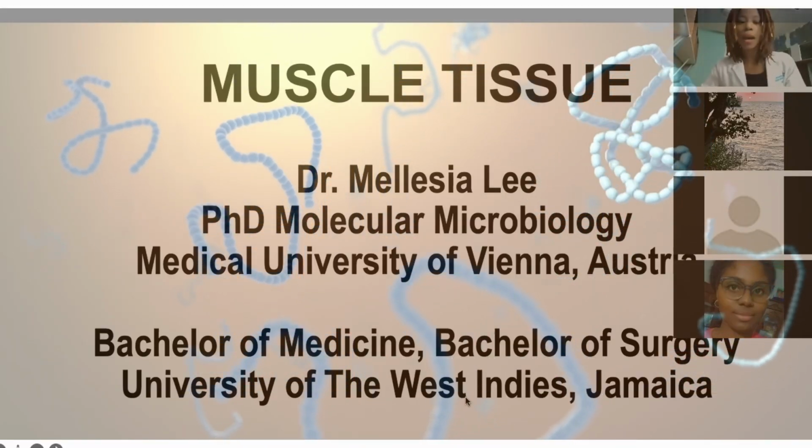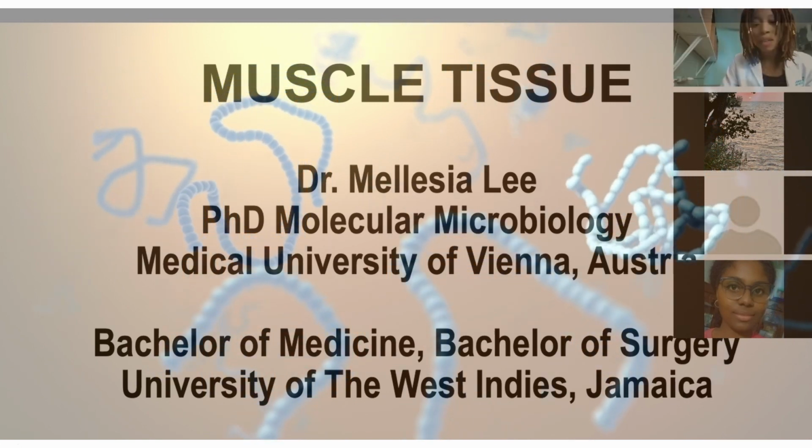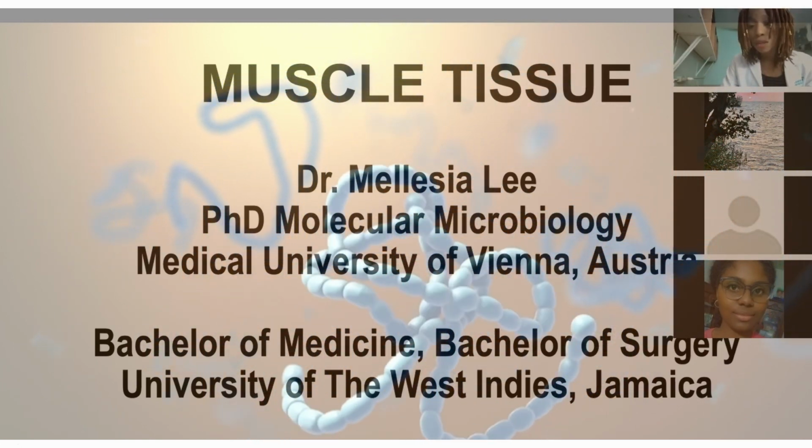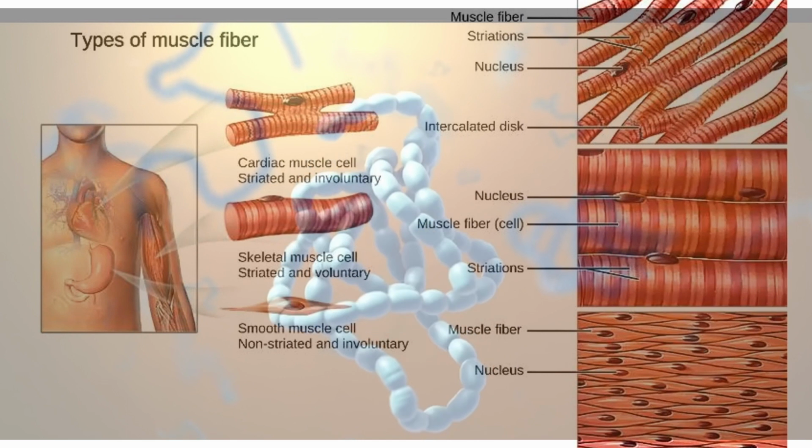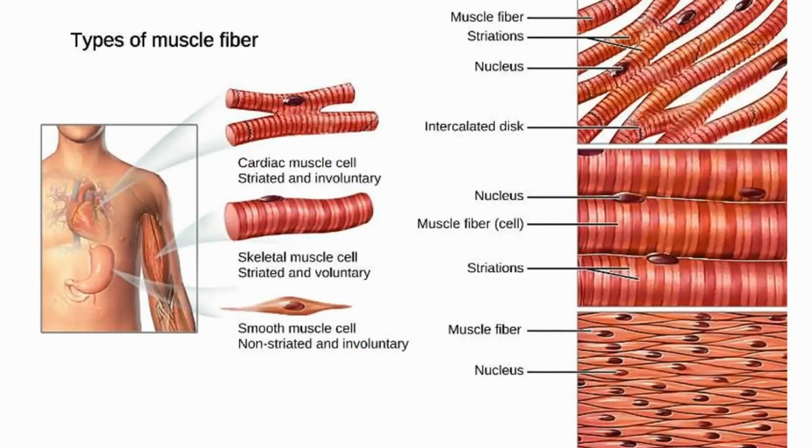Today we'll be looking at muscle tissue. I try to repeat a lot, so hopefully this will help. We know of the types of muscle fibers that exist: cardiac, skeletal, smooth. What's important here is the diagram on the right. This is just showing a basic comparison between smooth, cardiac, and skeletal muscle.